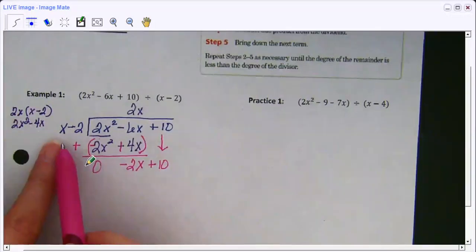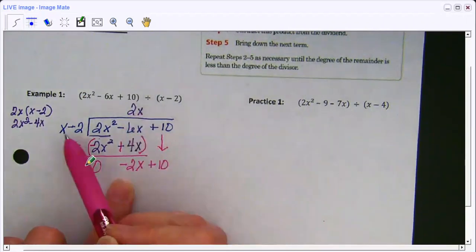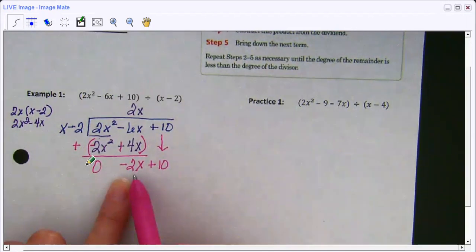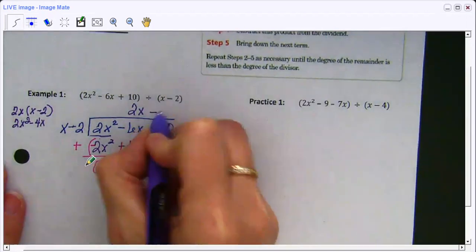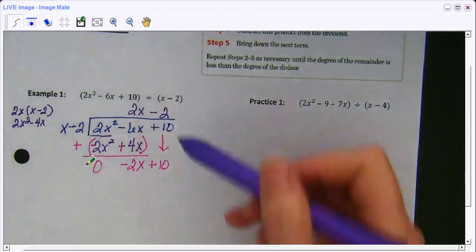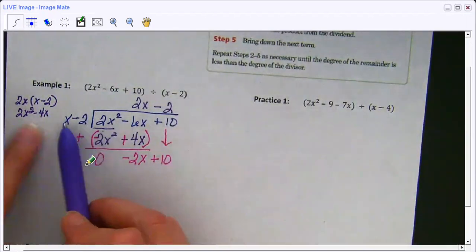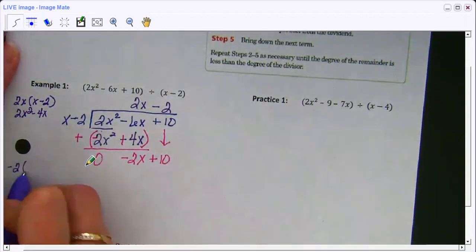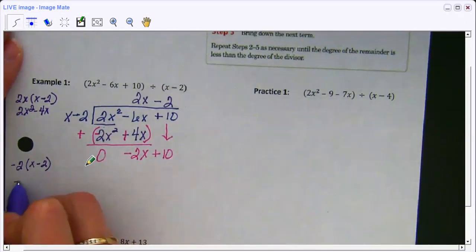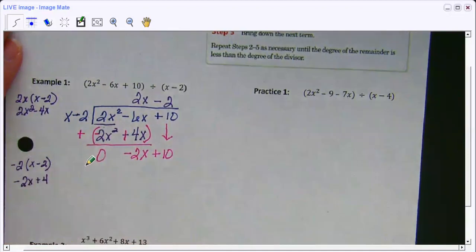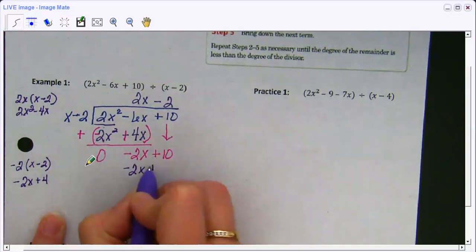How many times can this x go in this -2x? Basically, what am I going to multiply x by to get a negative 2x? Negative 2. So it's going to be up here. I'm going to write a minus 2. And notice my 2 goes above the 10 because they're like terms. So now I'm going to multiply negative 2 times this. If you can't do it in your head, you could do it like this. So negative 2x plus 4.